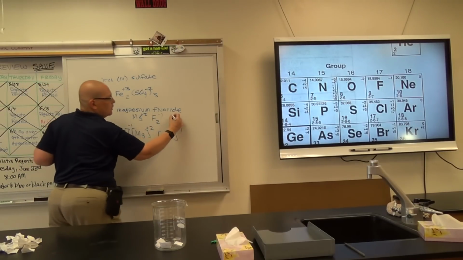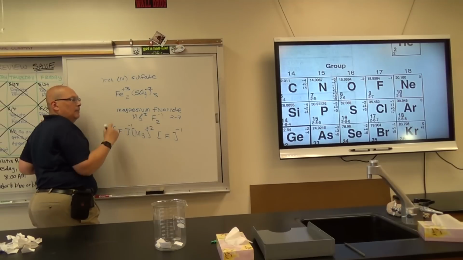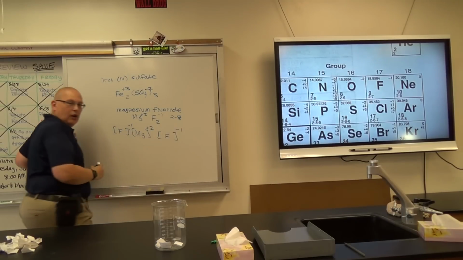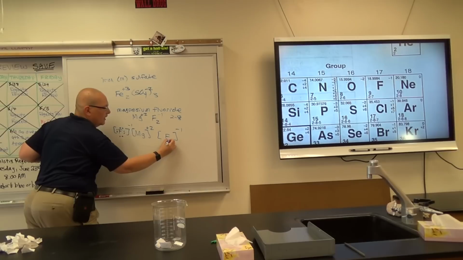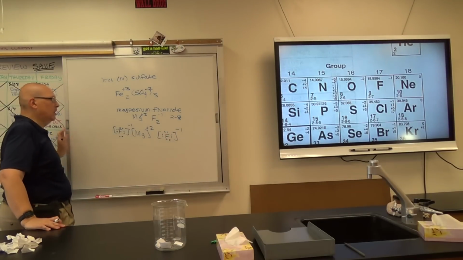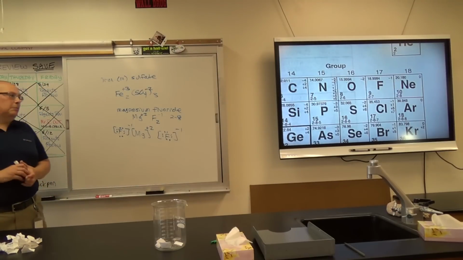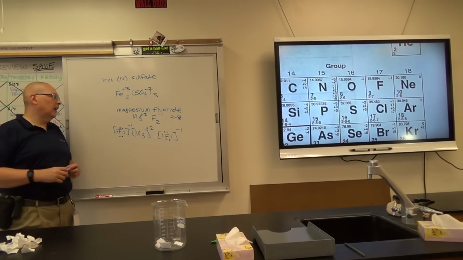Fluorine has a configuration of 2-7. To become -1, it gains an electron. It now has 8 valence electrons. All nonmetal ions, with the exception of hydrogen, because it only has 1 electron to start with, have a stable octet. And that would be how to draw the dot diagram for an ionic compound.